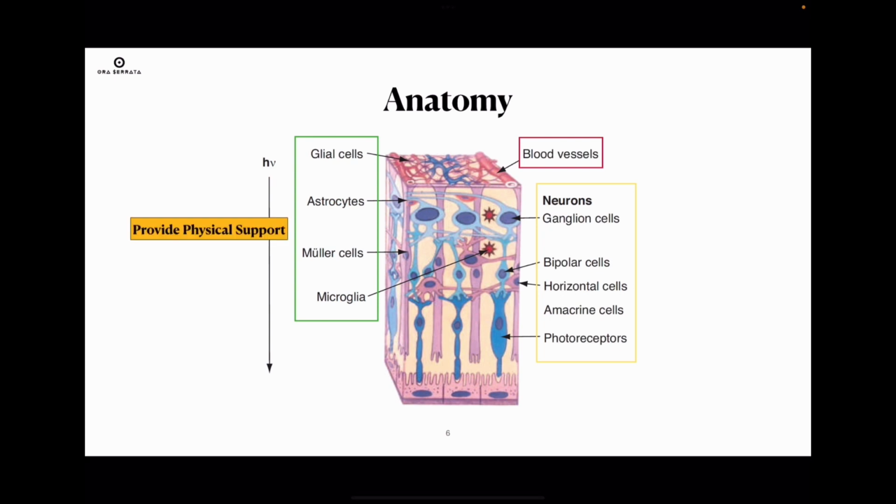These glial cells play an important role in diabetic macular edema, as these cells are responsible for providing physical support to these neurons, as well as being involved in a number of metabolic activities.